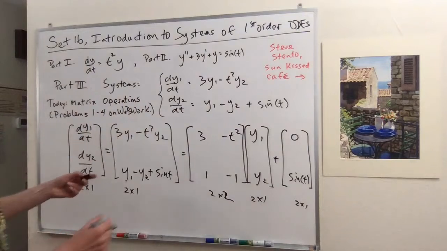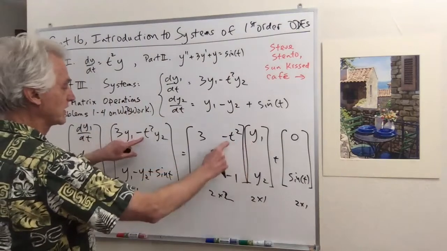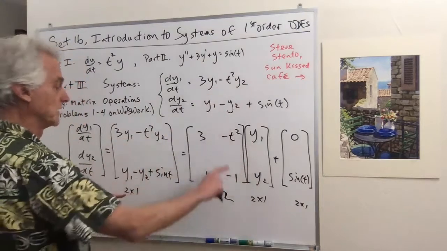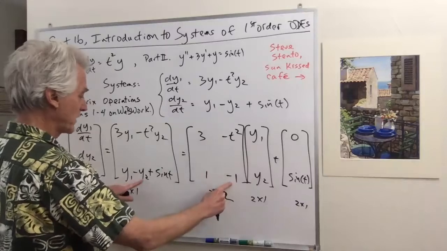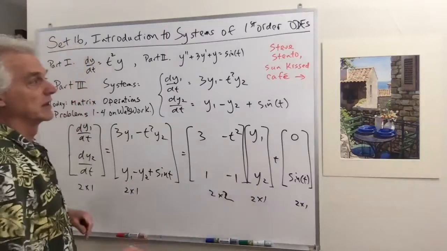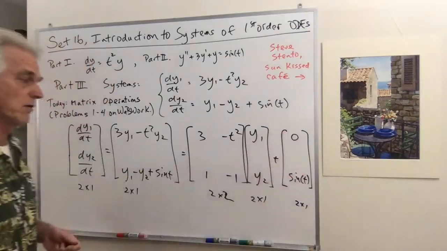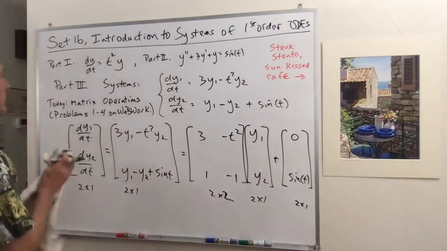Now let's think about the numbers, right? The 3 is the thing that multiplies the y1, and minus t squared is the thing that multiplies the y2 in this first equation. And here I have a 1 times y1 plus negative 1 times y2. And then the parts that don't have any y's in them at all, there's the 0 and this thing. Okay?